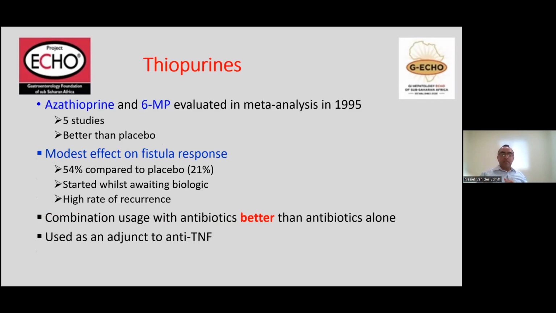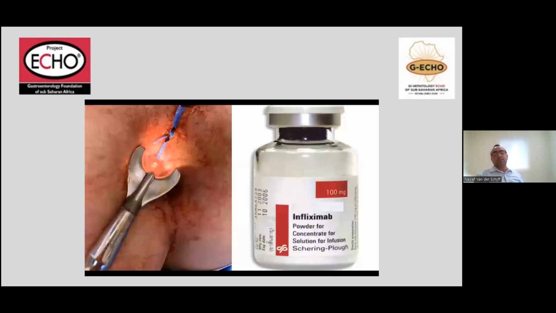In terms of thiopurines, they used to be the hallmark of our therapy before we had biologics. We are still using azathioprine and 6-mercaptopurine. Data is limited. The biggest data was from the 90s, from a meta-analysis series where there were 5 studies, and aza and 6-mercaptopurine were better than placebo. And at best, thiopurines have a modest impact on fistula response. We now know that combining antibiotics with thiopurine is better than antibiotics alone. But more often than not, azathioprine is used as an adjunct to anti-TNF, more for its immunogenicity.